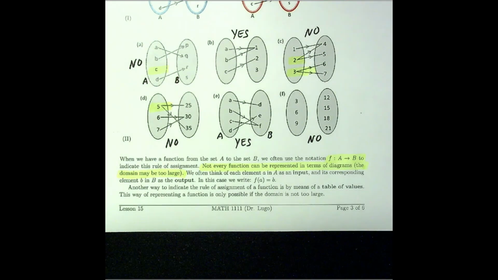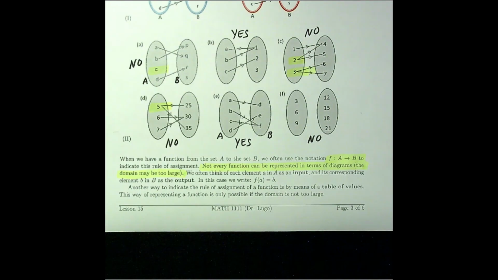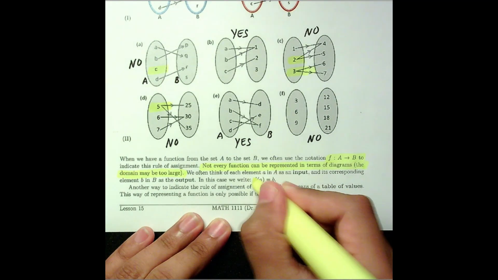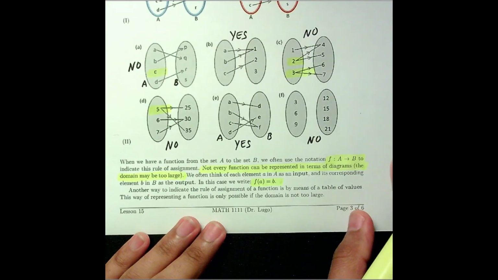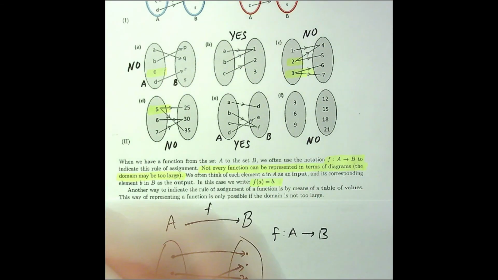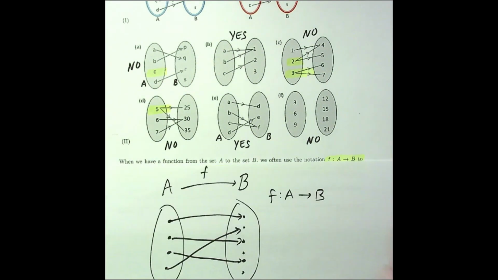There's also a little bit more vocabulary. The elements in A are called the inputs. Remember that the set A is called the domain, but the actual elements inside A are called inputs. And the corresponding associated element to it in the codomain, remember the set B is called the codomain, is called an output. And we use this notation: F of A equals B. If A is the input and B is the output, and F is the rule of assignment, and A is associated to B by means of that rule of assignment, we write F of A equals B.